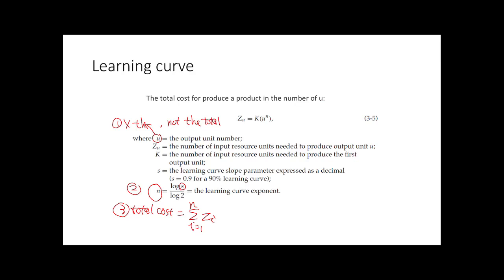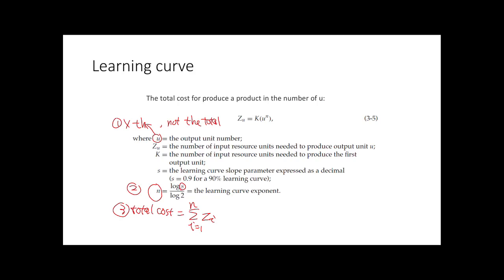And then we learned the learning curve model. For the learning curve model, you need to understand Zu is the time cost for the u-th product. And if you want to know the total time cost, you need to calculate the time cost for each of the products and sum all of them together. That's something you need to be careful about.